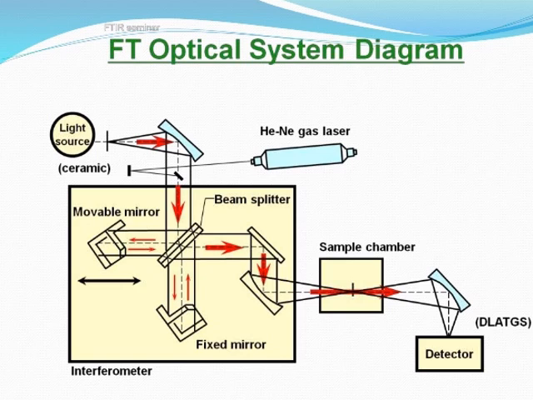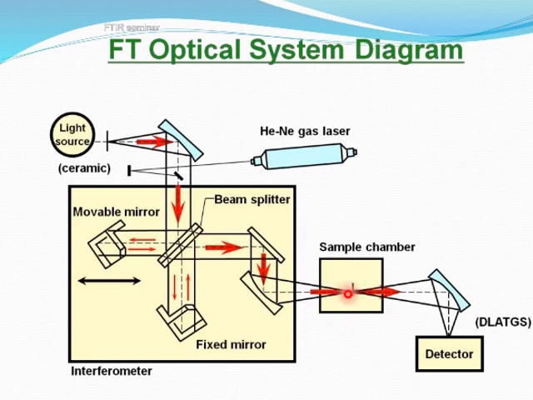This is also another diagram for an interferometer. A radiation from the light source is reflected through a mirror, and here is a beam splitter. One beam will fall on the fixed mirror, and the other part of the beam will fall on the moving mirror. And the radiation after reflection comes back towards the beam splitter. Here interference takes place, and the radiation goes through a series of mirrors.